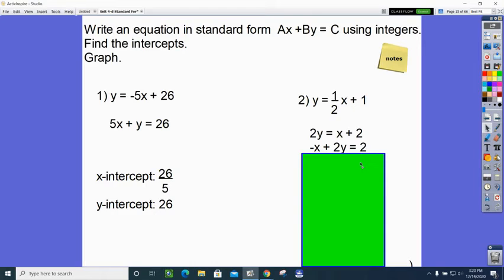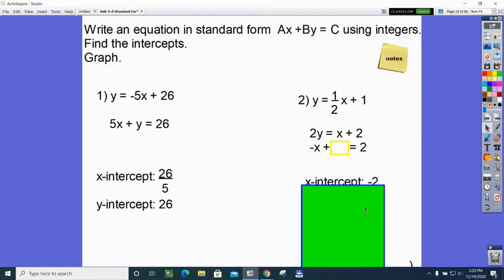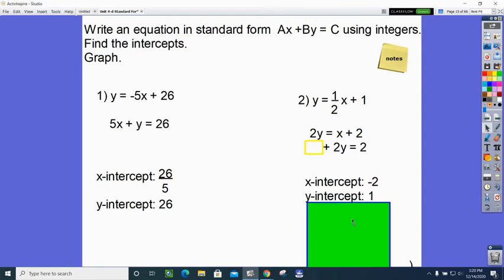Now, how do you find the x-intercept? Well, I'm going to do what I did a second ago. I'm just going to put a little box out here. And for the x-intercept, I'm going to cover over the y term because 2 times 0 is 0. And now solve this one-step equation. I need to divide both sides by negative 1. And my x-intercept is going to be negative 2. Now to find the y-intercept, I'm going to cover over that, solve that equation, divide by 2, and I have 1. That's how easy it is to get the intercepts.